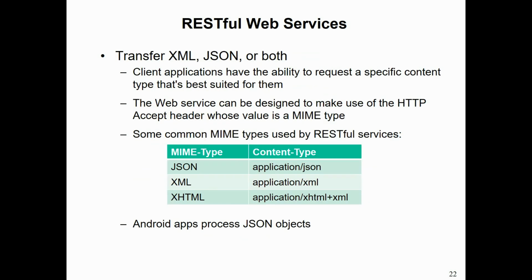These RESTful web services can transfer XML, JSON, or both. And the way that we would identify that is by identifying the MIME type of that request. Part of the HTTP protocol is to have in the header an element called Accept, and that defines the type of data that can be accepted. For example, if we wanted JSON, we would define the Accept header to be equal to content type application/JSON. If it's XML, application/XML. Now, Android apps process JSON objects, in part because it's a very succinct way of packaging an object and sending it.